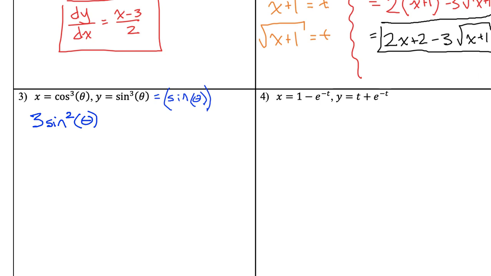And I'm going to do the derivative of x with respect to theta. And what is that going to be? So I'm going to say that's all over 3 cosine squared of theta. Okay, so obviously if I'm simplifying this, the 3's and 3's cancel each other out, and I'm left with just the sine squared over the cosine squared.